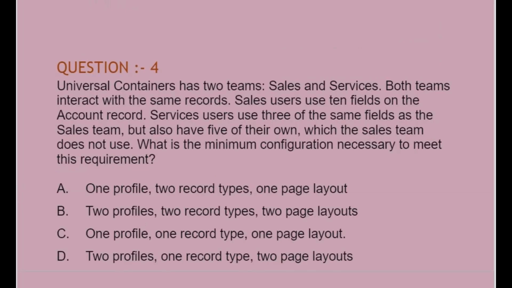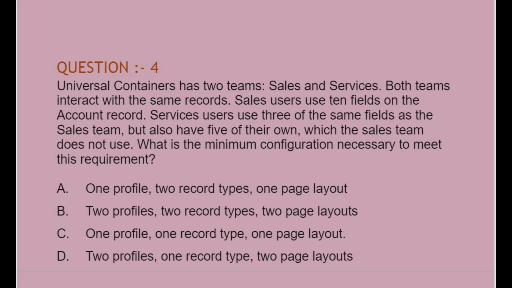Question is Universal Containers has two teams, sales and services. Both teams interact with the same records. Sales users use 10 fields on the account record. Services users use 3 of the same fields as the sales team but also have 5 of their own which the sales team does not use. What is the minimum configuration necessary to meet this requirement?